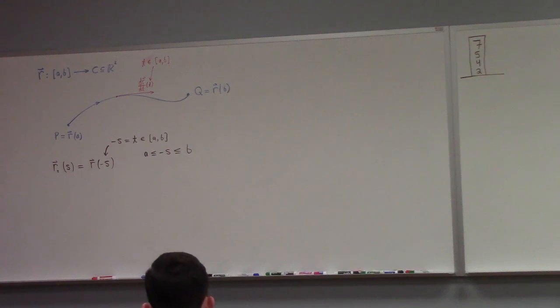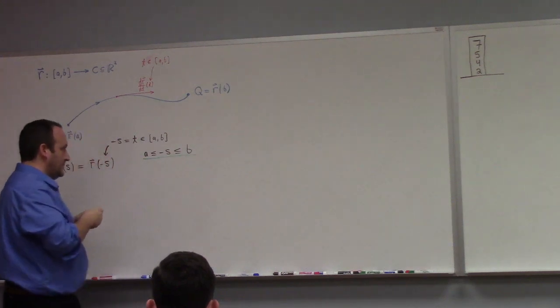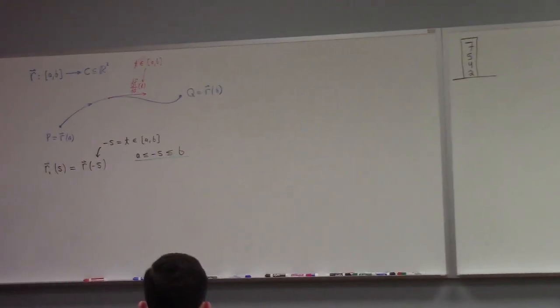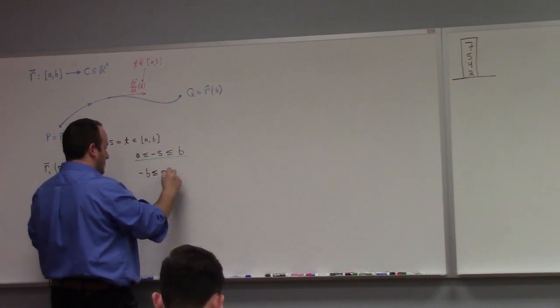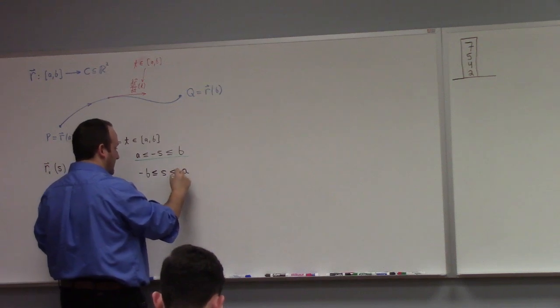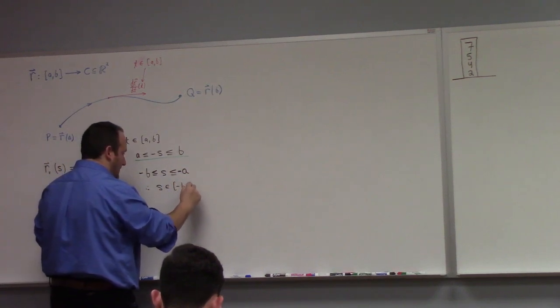So what does that say about the input variable s for this r2 I'm defining? The inequality, which I'm about to underline in green, what does this say about s? If I multiply this inequality by minus 1, what happens? It reverses the inequality, right? And this will give us minus b less than or equal to s less than or equal to minus a. So therefore s is an element of [minus b, minus a].